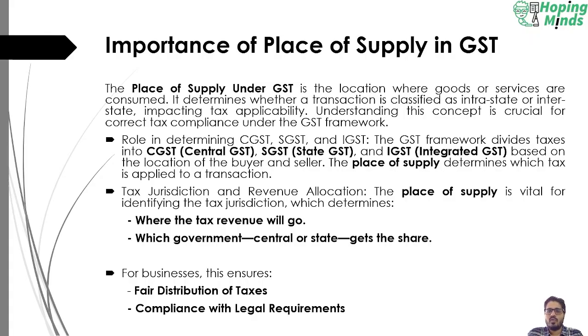So now let us understand why place of supply is important in GST. The place of supply under GST is the location where goods or services are ultimately consumed. It determines whether a transaction is classified as intrastate or interstate, impacting the tax applicability. Understanding this concept is crucial for correct tax compliance under the GST framework. So the concept of place of supply plays a crucial role in ensuring that the GST system works smoothly. For business owners, understanding this concept is essential because it directly impacts how taxes are charged, filed and paid.